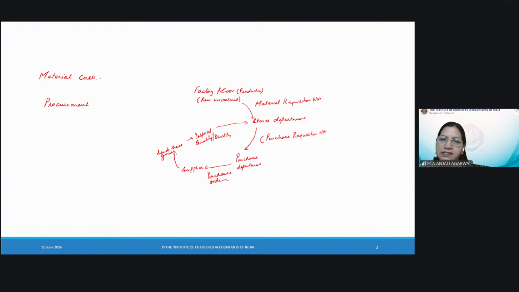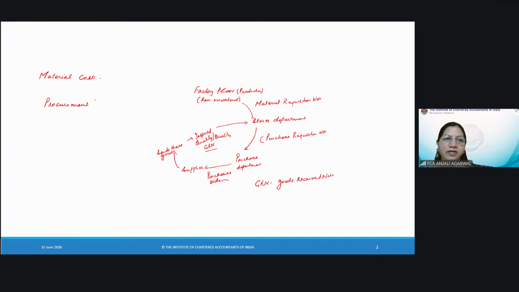Once they are accepted by the stores, they are given a goods received note, GRN. GRN stands for goods received note. That is an acceptance that goods have been received by the organization. And if any goods are not found satisfactory, they are not of good quality or quantity, then they are also returned. So this is how the process flows for the material.